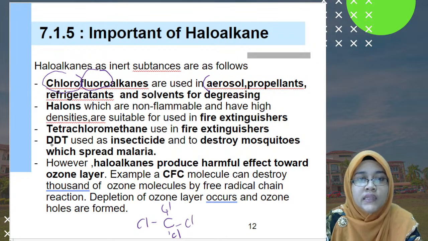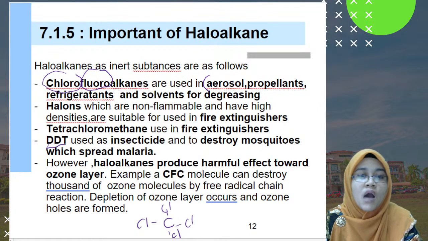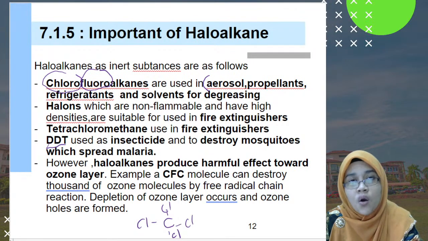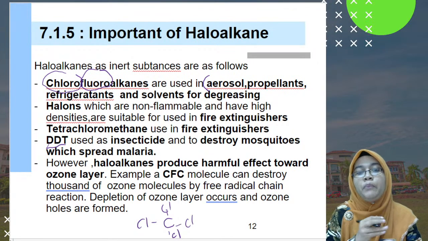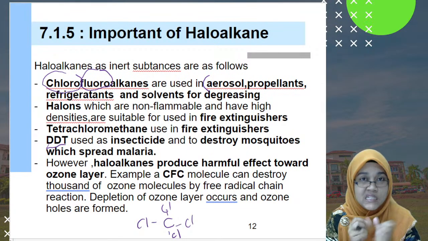Okay, DDT is also a haloalkane. We use it as an insecticide to destroy mosquitoes that spread malaria. However, the use of haloalkane has an effect on our ozone layer because it will deplete it. This will make our ozone layer become thinner.